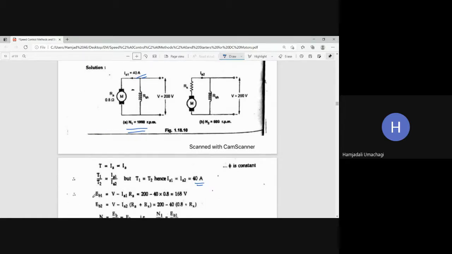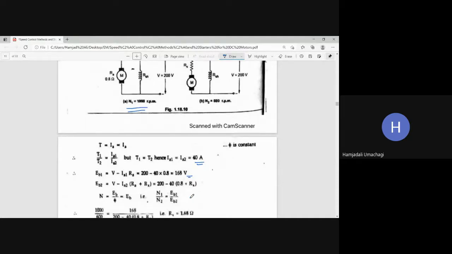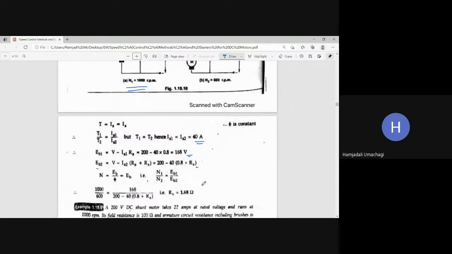Then EB1 is equal to V minus IA into RA. So V is 200, IA1 is 40, RA is 0.8. So EB1 is 168 volts. Then calculate second back EMF for speed bringing from 1000 to 600 RPM. EB2 is equal to V minus IA2 into RA plus RX. V is 200, IA2 is also 40, RA is 0.8, RX value is unknown. This you should calculate here. Is it clear? Yes, sir.